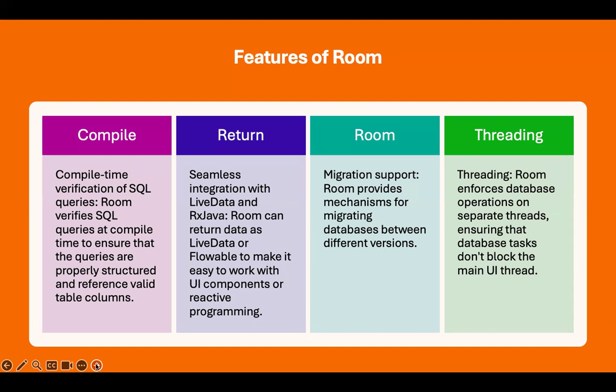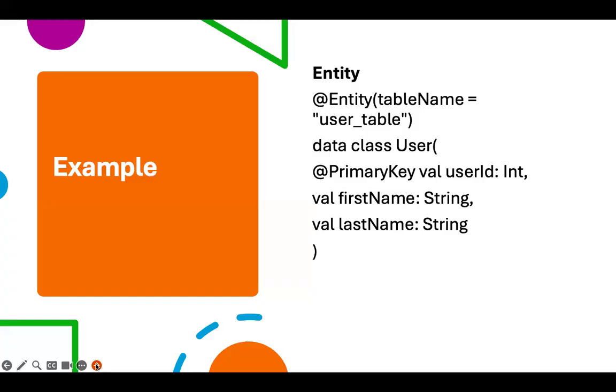Seamless integration with LiveData and RxJava. Room can return data as LiveData or Flowable to make it easy to work with UI components or reactive programming. Migration support. Room provides mechanisms for migrating databases between different versions. Threading. Room enforces database operations on separate threads, ensuring that database tasks don't block the main UI thread.